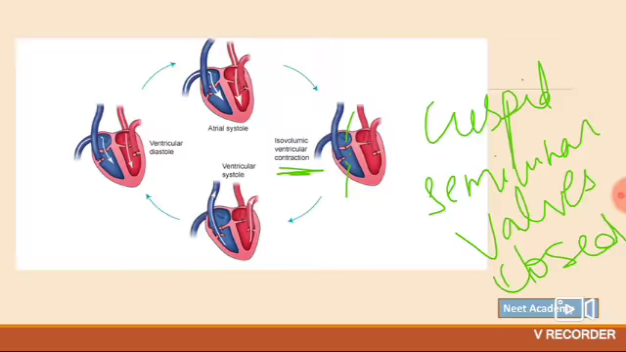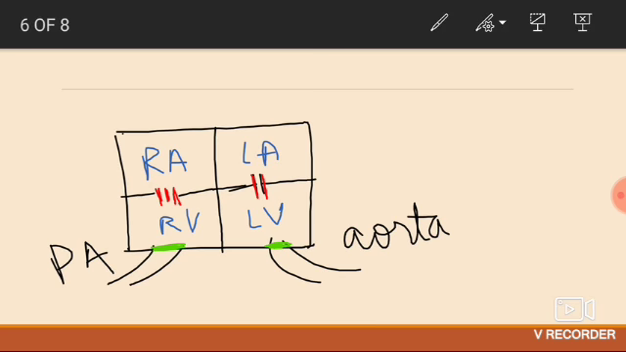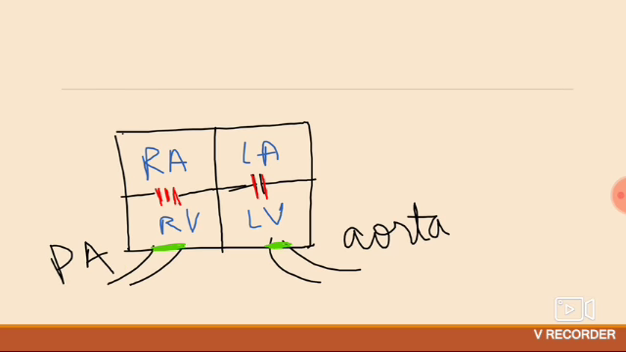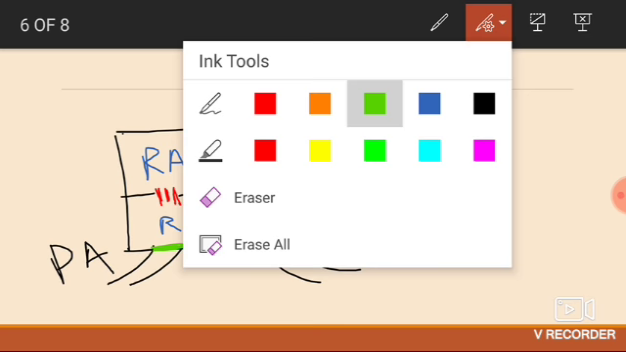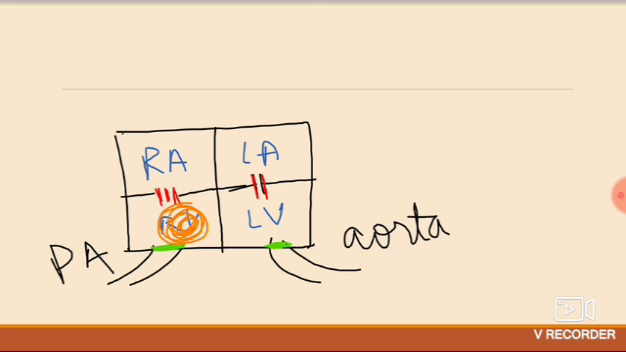When will this happen? Wait, I'll tell you. Remember this diagram, it will be easier. This is a very simplified diagram of the heart. You have four chambers: right atrium, left atrium, right ventricle, left ventricle, the aorta, the pulmonary artery, and these are the semilunar valves and the cuspid valves. Looking into this picture, just after the ventricular contraction, the pressure inside the right ventricle is very low. It's almost zero. So it is very low.